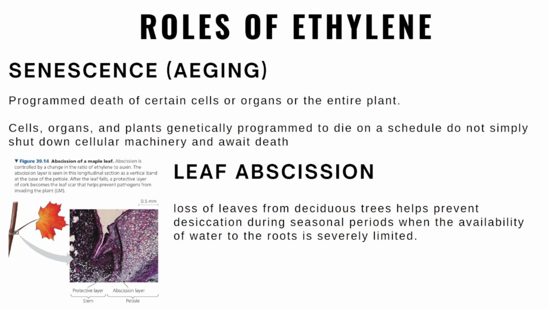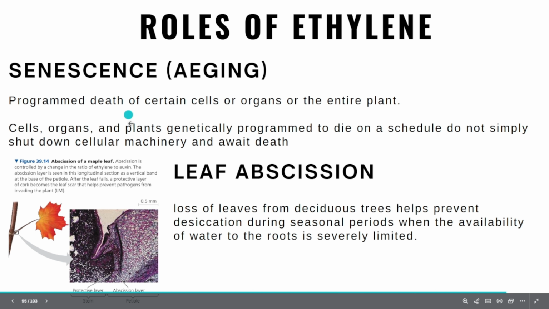Of course, ethylene also operates with aging effect, senescence. Meaning that it will program death of certain parts of the plant or the entire plant. If your plant has too much ethylene, it will enhance the aging effect and your plant dies easily. And then another one is leaf abscission, meaning that your leaf easily falls down. There is a difference between these two.